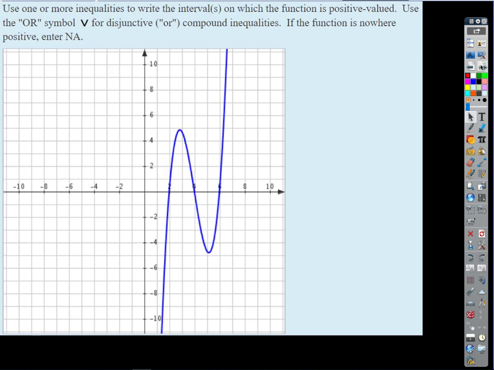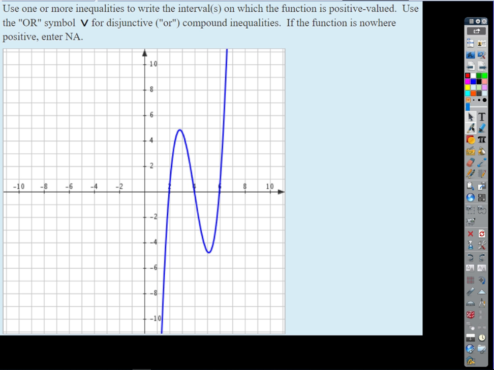Okay. Now, we'll move on. We'll use this one. Here's a good one. Use one or more inequalities. So we know we're using inequality symbols to write the intervals on which the function is positive valued. So ask your brains, where is the function positive valued? Where it's above the x-axis. Good. That's the part of the graph we're looking for.